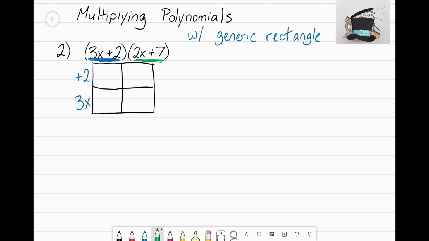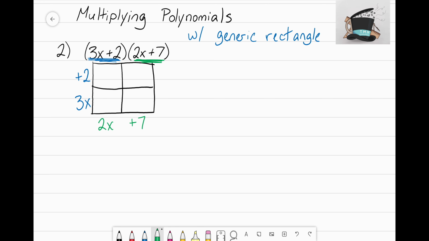Now I'm going to take 2x plus 7, my second term, and place that on the bottom: 2x plus 7. Now you may be asking, does it matter if I put the 7 here first and then the 2x on that side? That would be fine as well, as long as we're keeping each set of terms together. I'm keeping the 2x and the 7 on one side, the 3x and the 2 on the other side, then I'm good. I don't want to be mismatching these terms though.